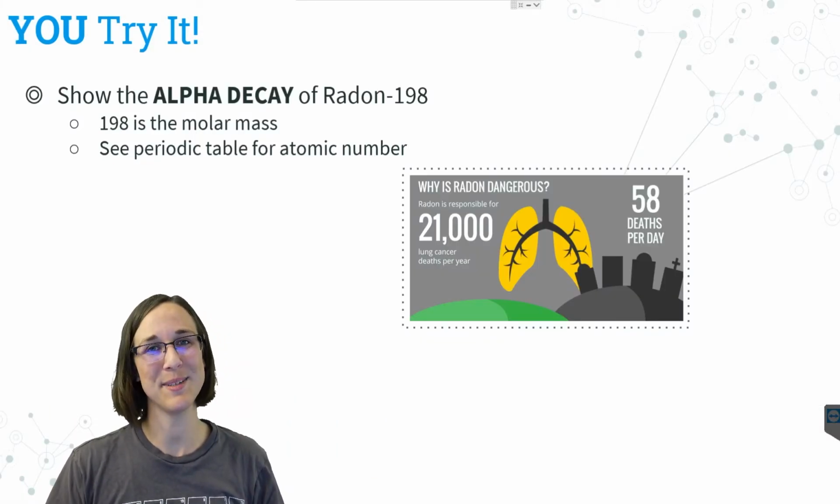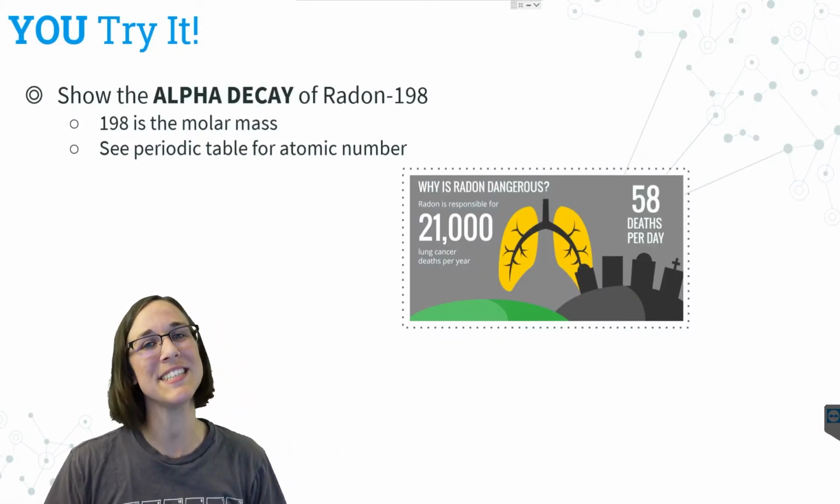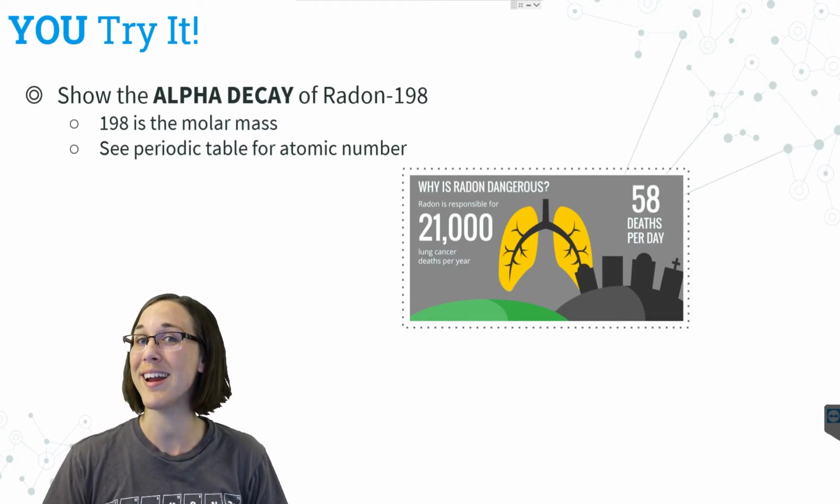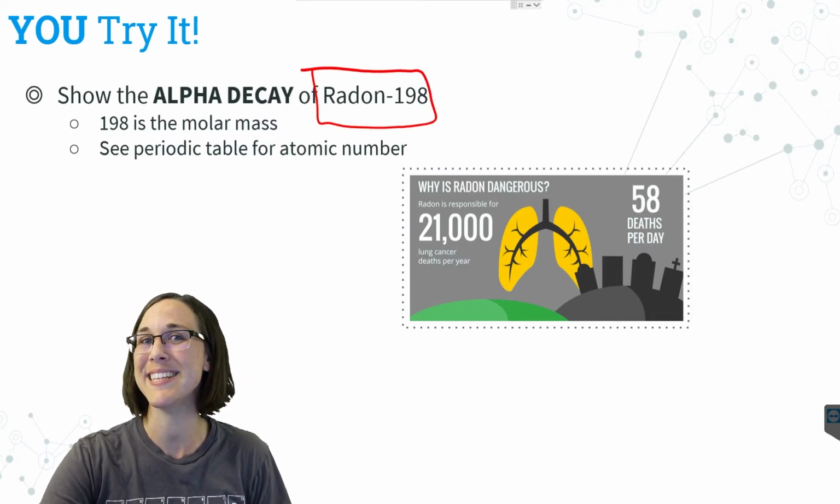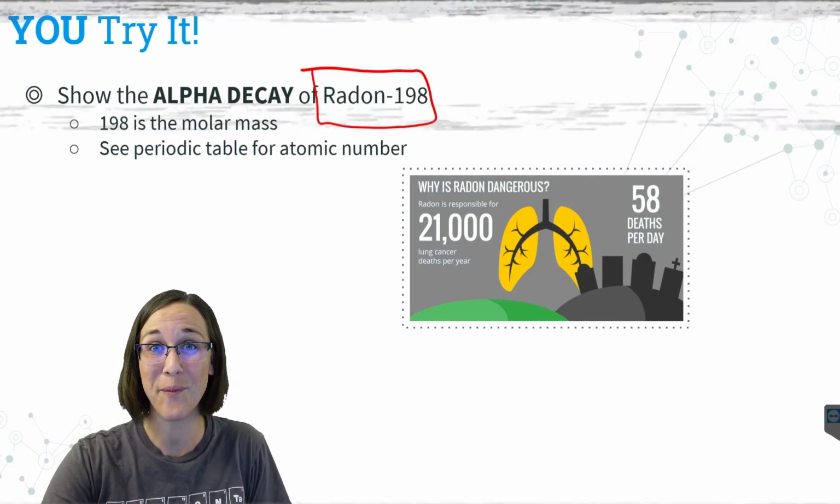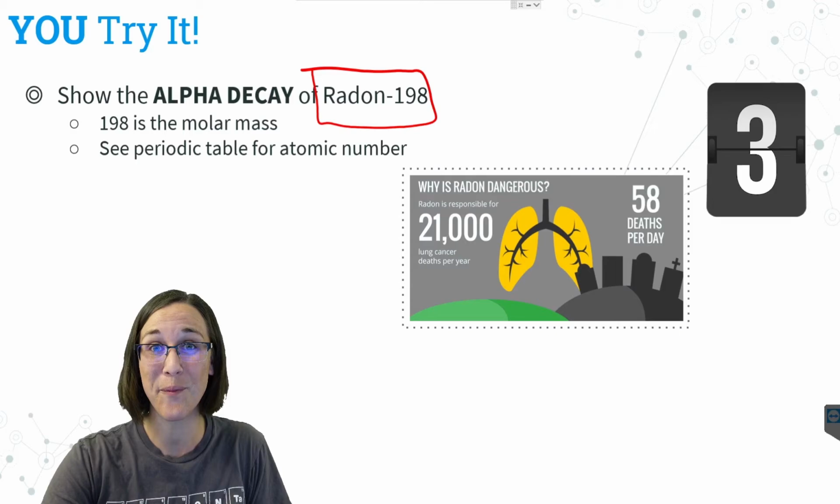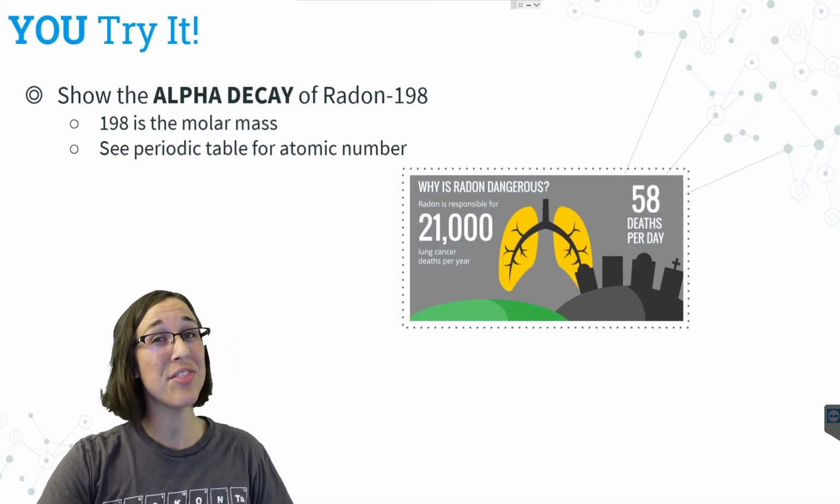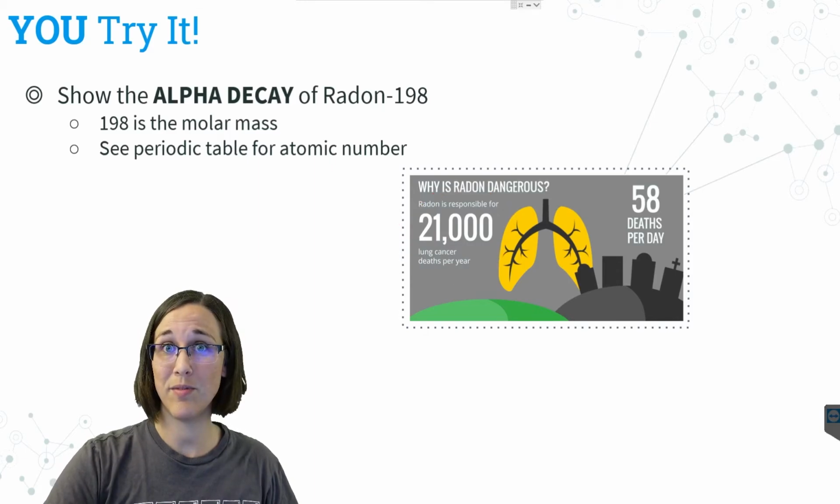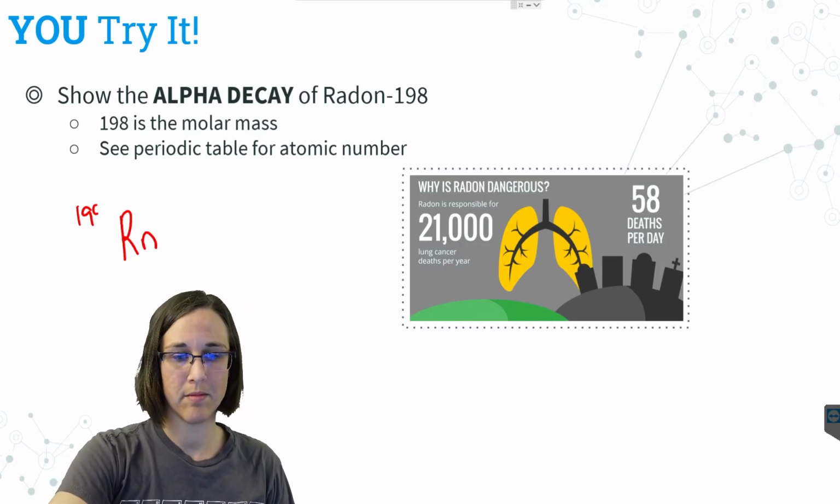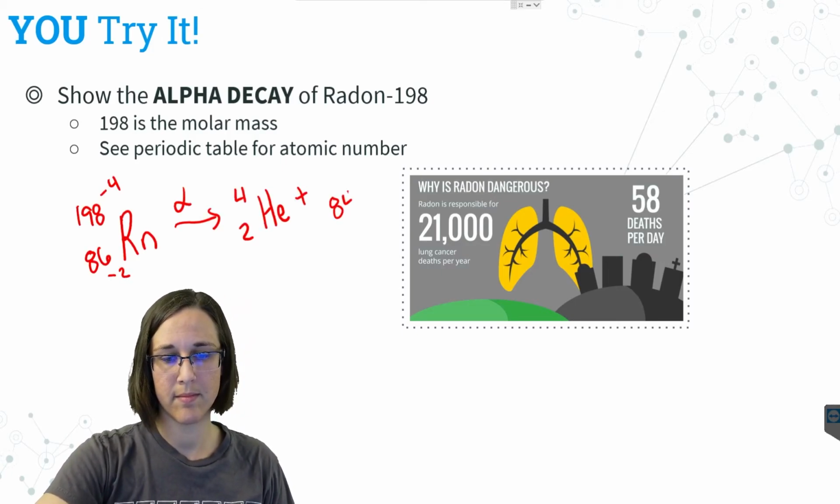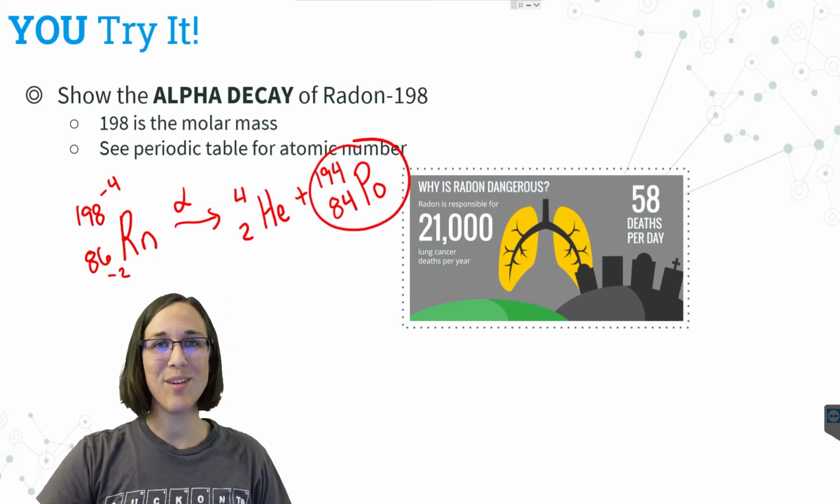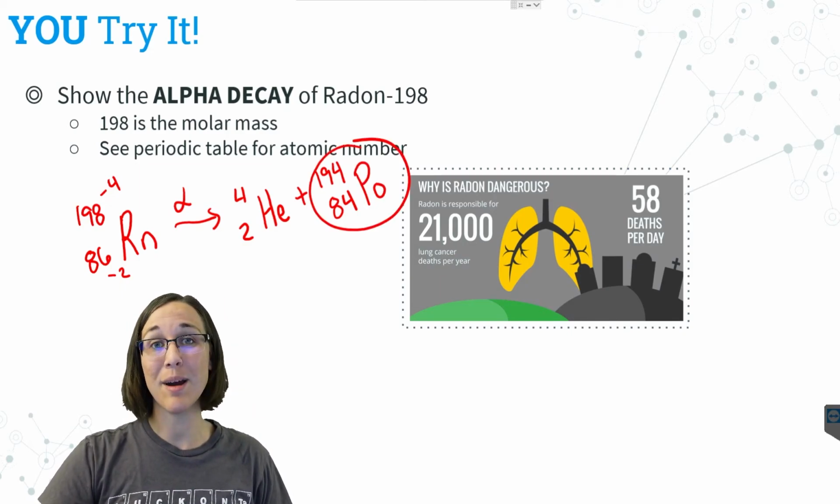Okay, here's your last practice problem, I promise. Go ahead and pause the video here and see if you can solve for the alpha decay of radon-198, now that you know what that notation means. Ready? Go! Let's go ahead and solve that alpha decay of the chemical that causes 21,000 cancer deaths per year, equivalent to 58 deaths per day. If radon went through alpha decay, we would end up with polonium.